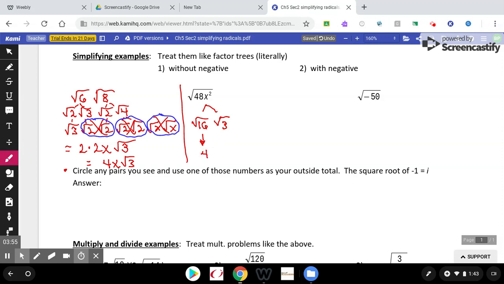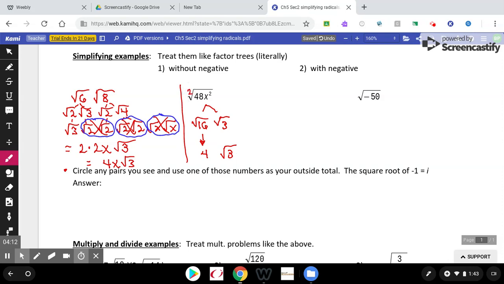Okay, now notice I didn't say square root of 4. It comes out, and the key word there is out. It comes out even. So if the square root of 16 comes out even, why would I bother doing a factor tree for it?